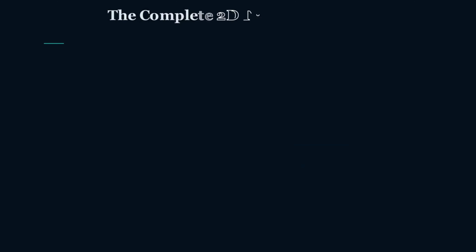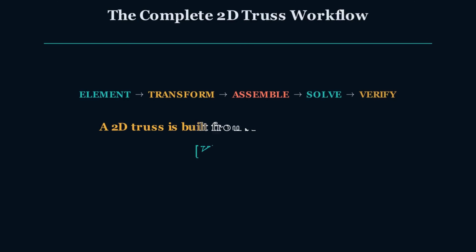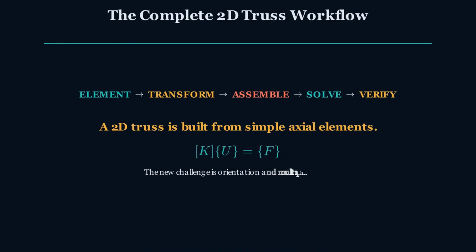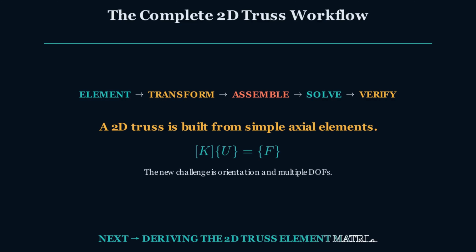We have now completed our first two-dimensional finite element structural analysis. The workflow is element, transform, assemble, solve, and verify. The important point is that every step can be inspected and understood. In the next tutorial, we will derive the two-dimensional truss element stiffness matrix directly from the one-dimensional axial bar.